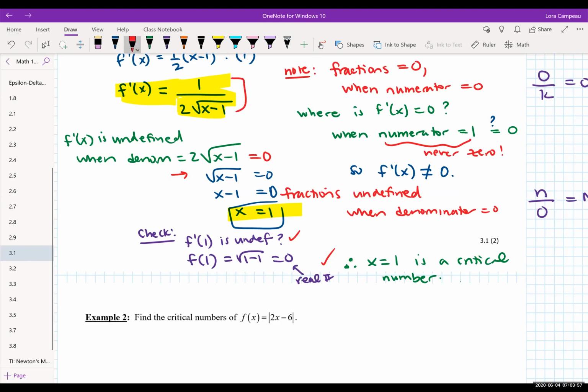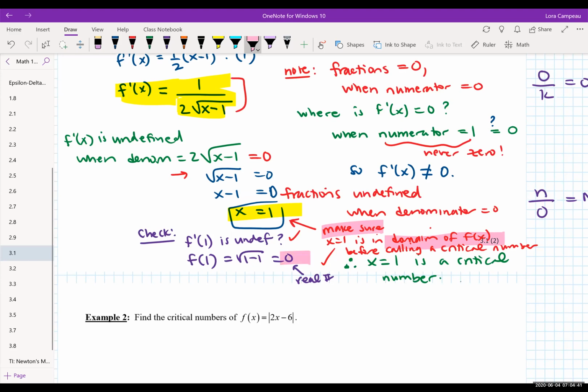And so maybe if you want to, you could check, make sure x equals 1 is in the domain of f of x before calling it a critical number. Sometimes we forget that minor detail. And so what does that mean? Is it in the domain? One more time, this part right here, is in the domain of f of x.